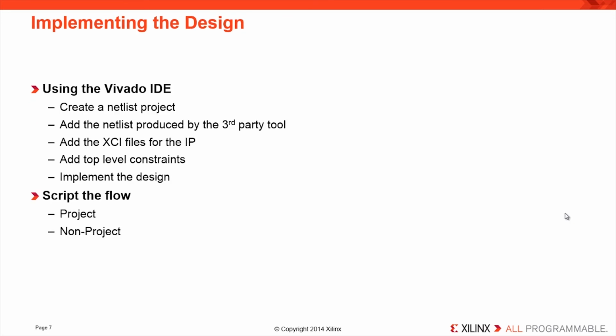Now that you have the design synthesized and a netlist produced, you are ready to implement the design using the Vivado design suite. There are 2 main ways to work with Vivado: either using the graphical front end or to write a Tcl script. Using the graphical flow, you would start by creating a netlist project. Next, you would add the netlist produced by the third-party tool. Then add all the XCI files for any IP used. Then add your XDC constraints. Finally, you'd launch implementation. When scripting, you can do either a project or a non-project flow script. I will demonstrate the netlist project flow and review a non-project flow script.